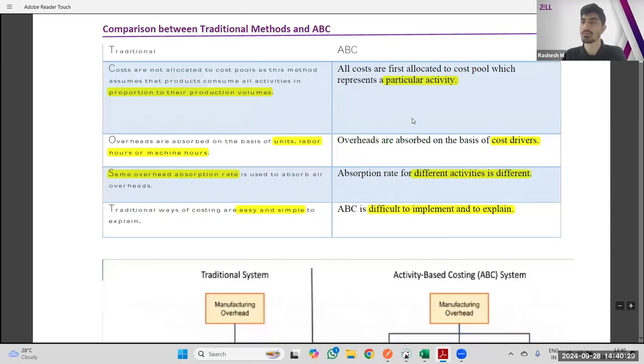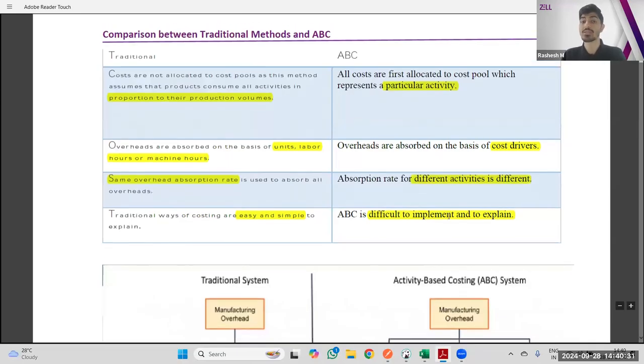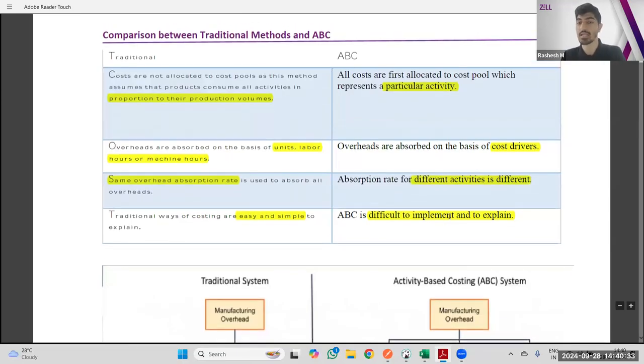That's primarily the idea covered in the first 3 points. Only the fourth point, like I just briefly said, of course, it's difficult to explain. Even we'll take a little bit of time to absorb ABC as an ideology because it's a very vivid idea. It's not that for every company, every product, the same cost driver will apply. In different businesses, different cost drivers apply. That's why it tends to be difficult to explain.